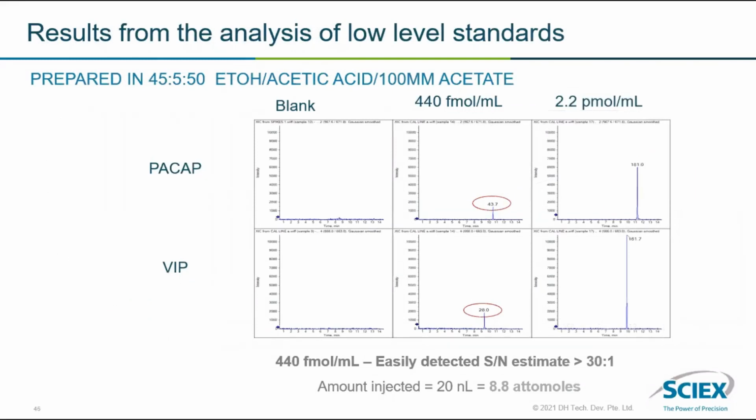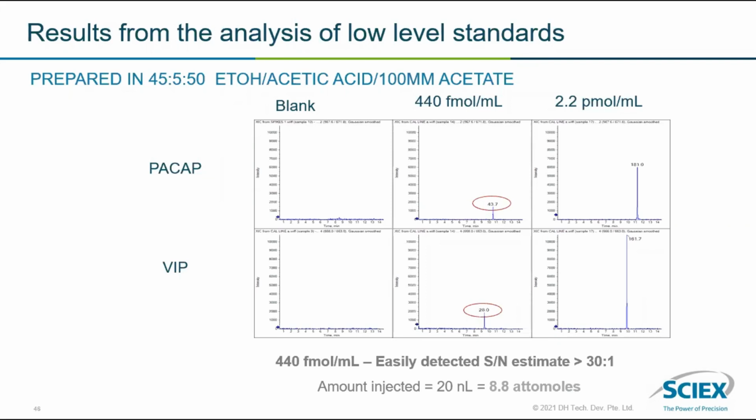This is the result from the analysis of low-level standards. We spiked different concentrations of standards to check the LOD, or the sensitivity of the instrument. We prepared the sample by using phenol acetic acid and 100 millimolar acetate. For PACAP, we ran 3 different runs: the first one is a blank, the second is 440 femtomole per ml, and the third one is 2.2 picomole per ml. We did the same studies for VIP with the same 3 concentrations.